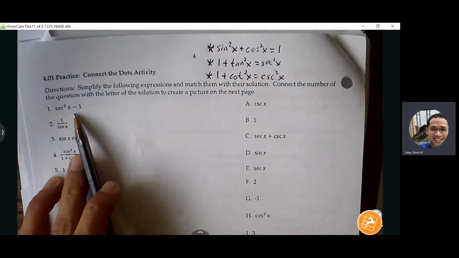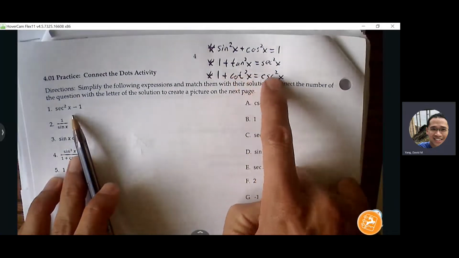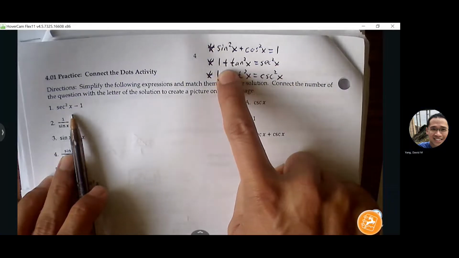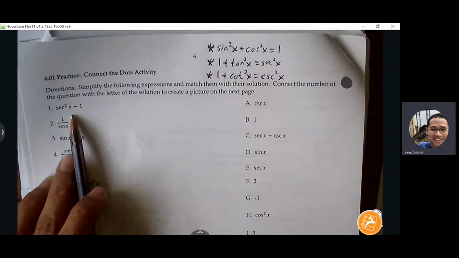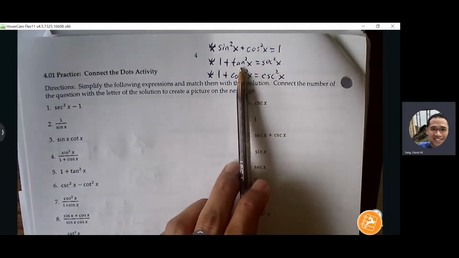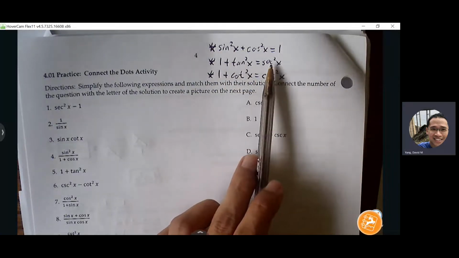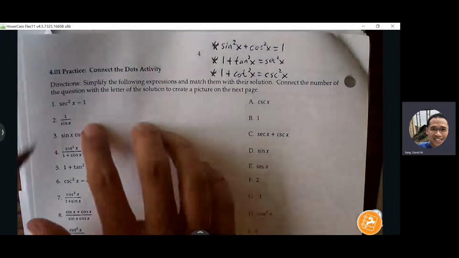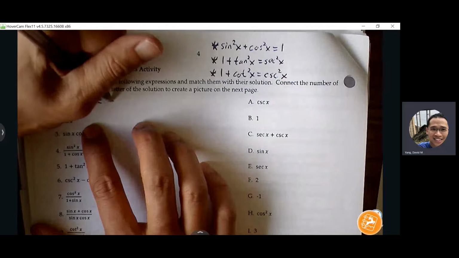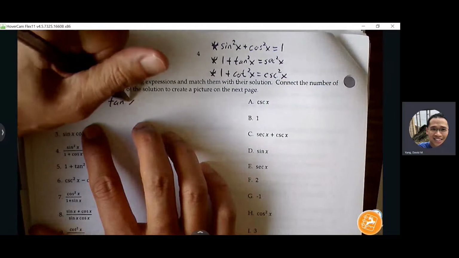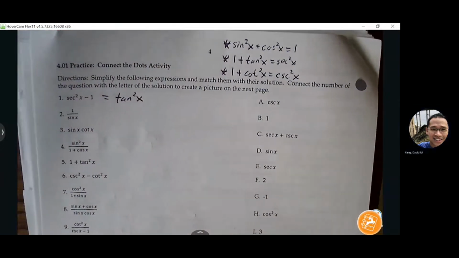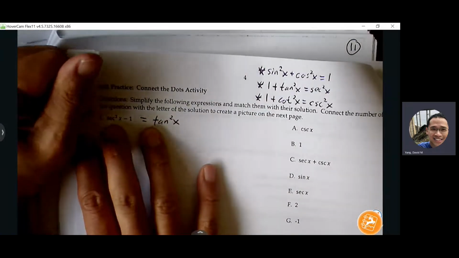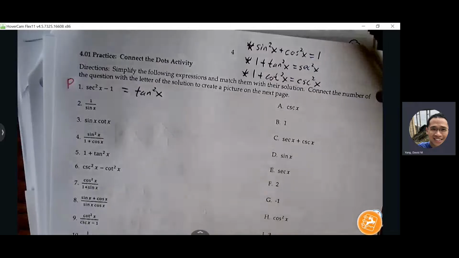Okay, secant squared x minus 1. Let's see, if I rearrange it, secant squared x minus 1 is the same thing as what? Tangent squared x. You see that? If I just subtract the 1 from both sides, I get secant squared x equals tangent. Sorry, secant squared x minus 1 is the same thing as tangent squared x. We go down, see which one that matches. That matches with option P. Cross that out.